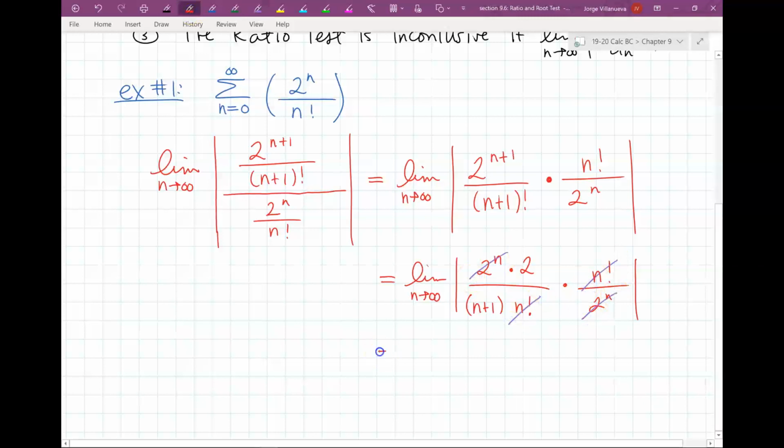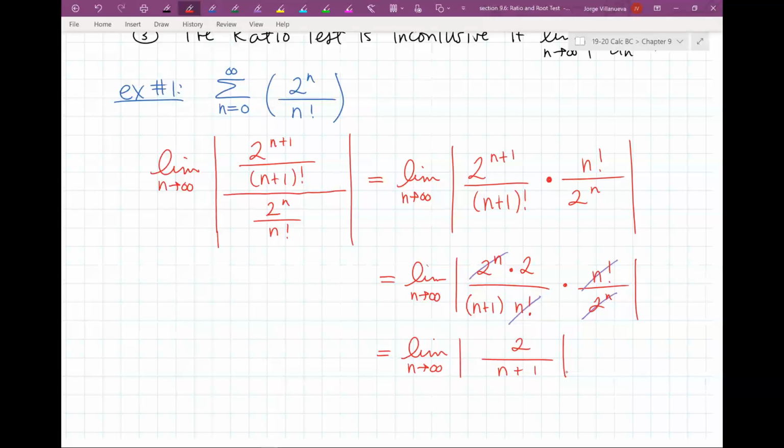Okay, I can get rid of stuff, so my limit as n approaches infinity of, on the top it's a 2, over, on the bottom it's an n plus 1. Now before I move on to the answer, are we good? In the first fraction, we have n plus 1 times n factorial. Where did the n factorial go?